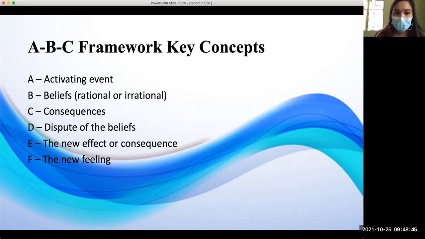And D is for disputing. As a result of disputing irrational beliefs, we will emerge with more rational alternatives. E is the new effect. After disputing, eventually clients arrive at E, an effective philosophy which has a practical side. F is the new set of feelings. If we are successful in doing E, we also create F, a new set of feelings that are more desirable.